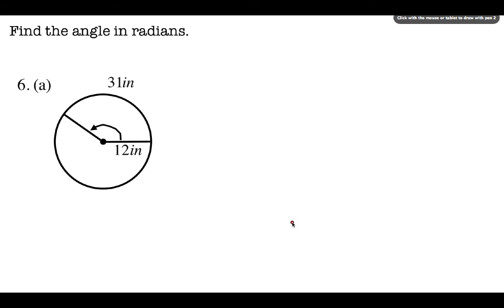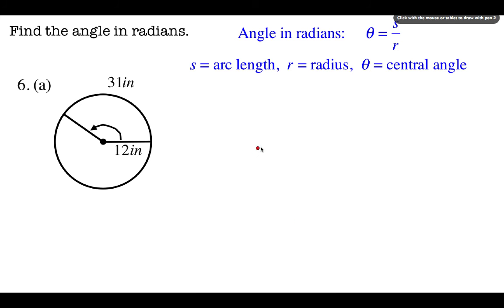Number 6, this is pretty straightforward. This is the formula you need to use. Angle in radians is given by S over R. We saw this definition earlier. S represents the arc, R is the radius, and theta is the center angle. In this case, it's going to be in radians. So I apply this formula, and I end up with 31 over 12 radians, or you can change that to an improper fraction, and that's how we end up with this.